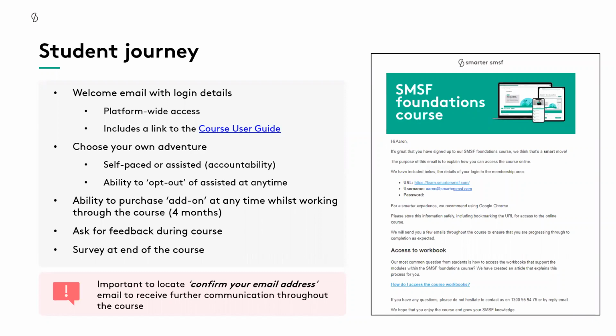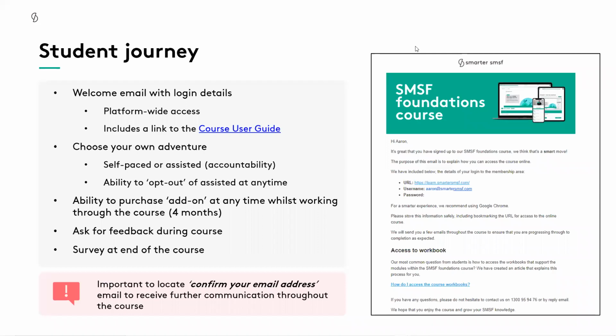So they've had a discussion with myself or somebody else in the team, and they've come to the conclusion, yes, I want to enroll with the course. So they will go to the Smarter SMSF website, create a login, purchase the course. I will be aware of that generation of the login, make sure that the email arrives. It will default to your junk box more times than not. So find that, and then confirm your email address, so things go directly to you.